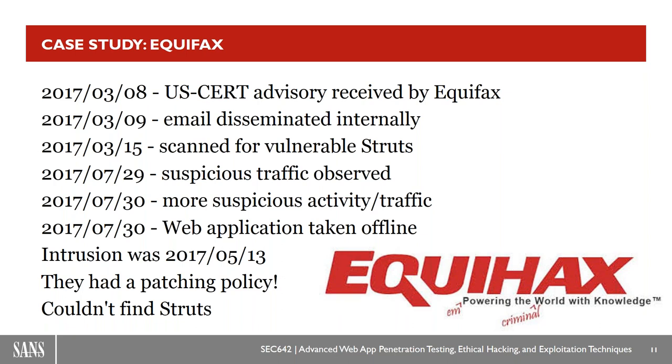Sometime later, 29th of July, they see suspicious traffic leaving. 30th of July, they see even more. And later on, 30th of July, the application taken offline. This is all from public records. So we believe the intrusion started the 13th of May. So they actually had a window of opportunity there of 2 months to patch, possibly.